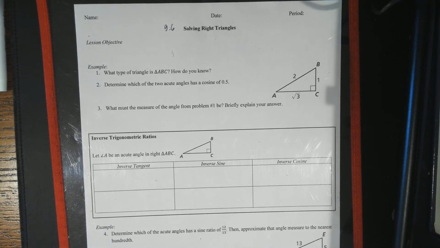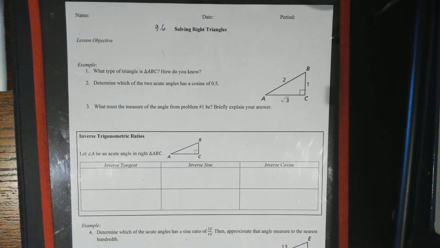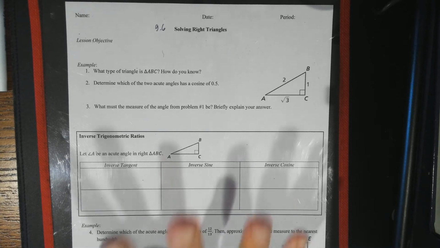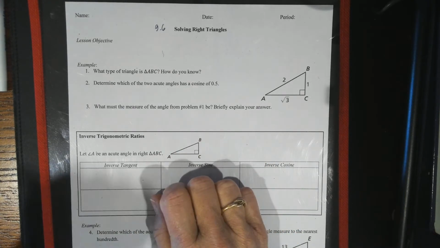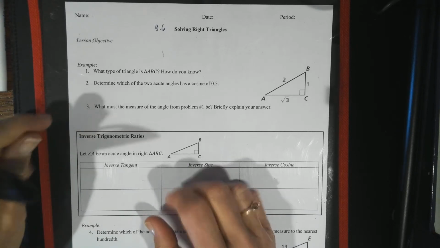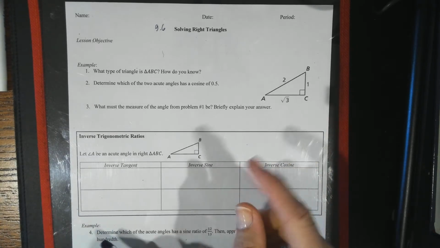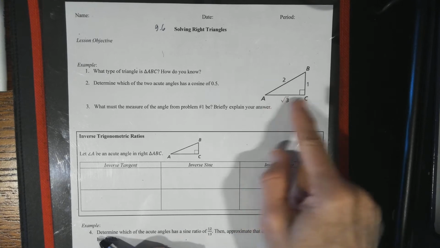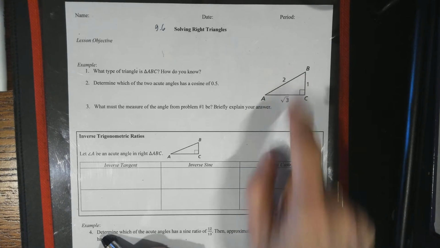Solving right triangles. Now, the best thing about this is that you already know how to do it. We've already gone over tangent, sine, and cosine. The difference between 9.4 and 9.5 is that you were using the ratios to find sides. Well, now you have sides, and I'm going to show you how to find the angles.